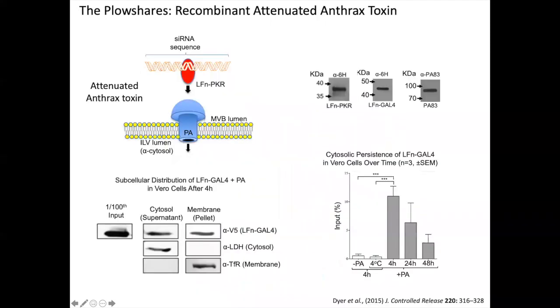So here is our plowshare. Here is our recombinant attenuated anthrax toxin that we've modified. We've removed the warhead, we've gotten rid of the catalytic domain, leaving LFN and protective antigen. Protective antigen oligomerizes to form a pore, which, driven by low luminal endosomal pH, undergoes pre-pore to pore transition and inserts itself into the ILV, the airlock membrane.